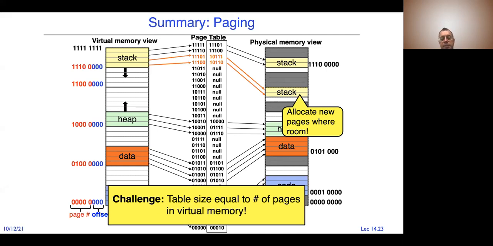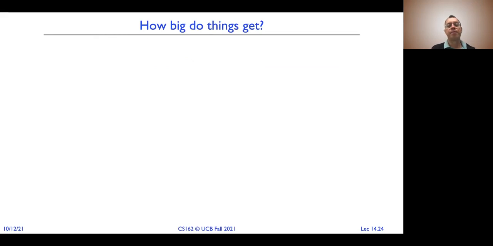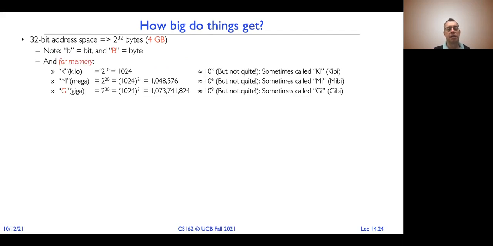Now the biggest problem and challenge is the table size. In the simplest implementation, the table size is equal to the number of pages in the virtual memory, and this can be absolutely huge. So let's take an example. You have a 32-bit address space, so you have a 4 gigabyte virtual address space.